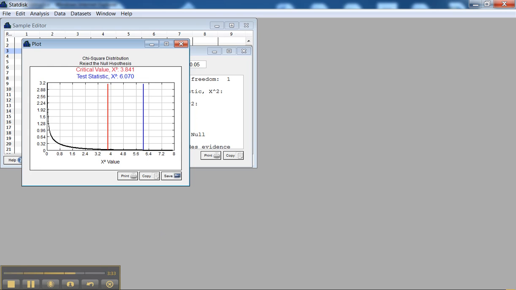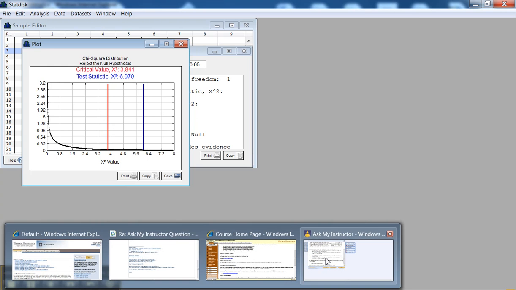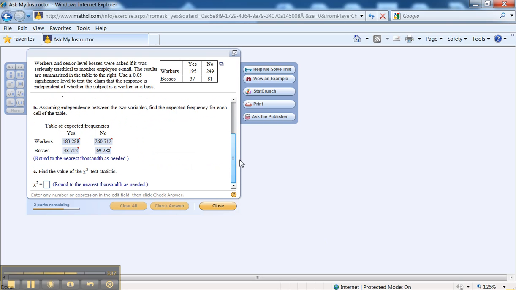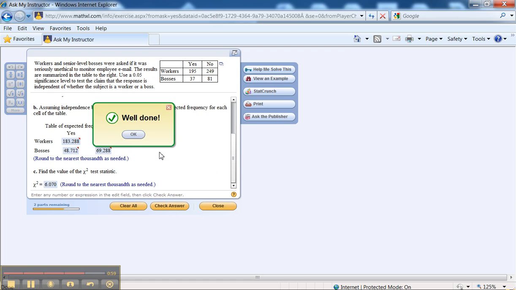So if we go back to the problem, they say find the chi-square test statistic. And we had 6.07, round to the nearest thousandths. So we're going to have to throw another 0 in there. And then we're going to have to check the answer. Okay, so we got a well done on that.